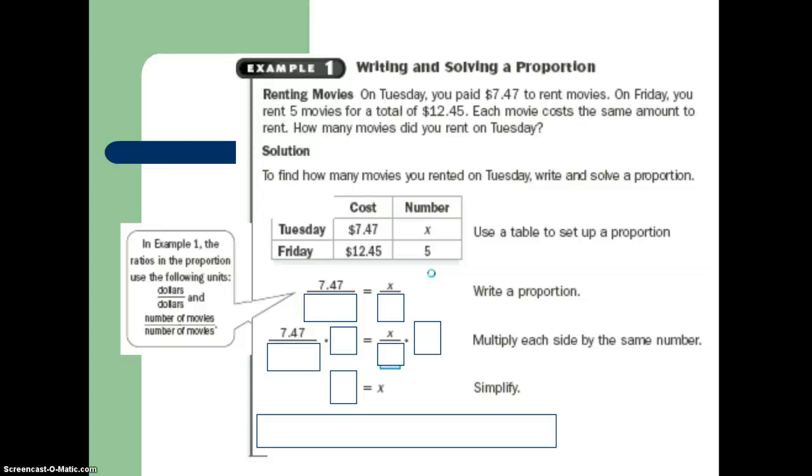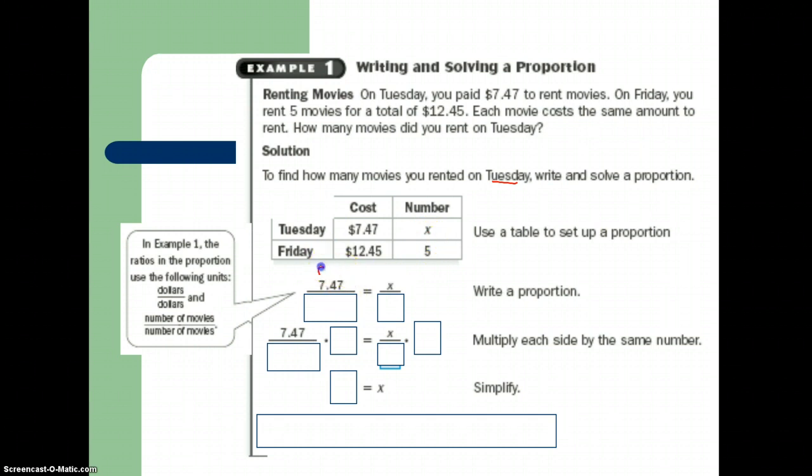On Tuesday, you paid $7.47 to rent movies. On Friday, you rent 5 movies for a total of $12.45. Each movie costs the same amount to rent. How many movies did you rent on Tuesday? To find out, you need to write and solve a proportion. They set up a little table to show what you know. Tuesday, the cost was $7.47. Friday, the cost was $12.45. On Friday, you know you had 5 movies. But on Tuesday, that's what we need to find out, how many movies you rented.